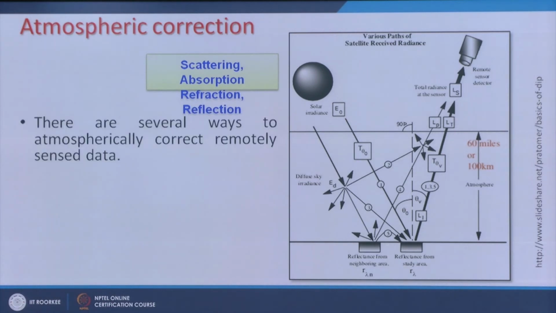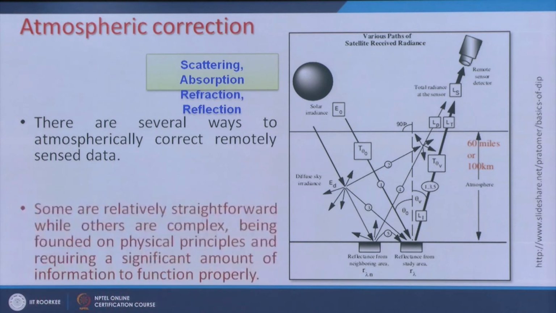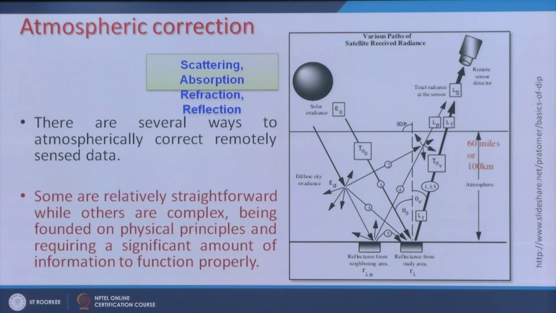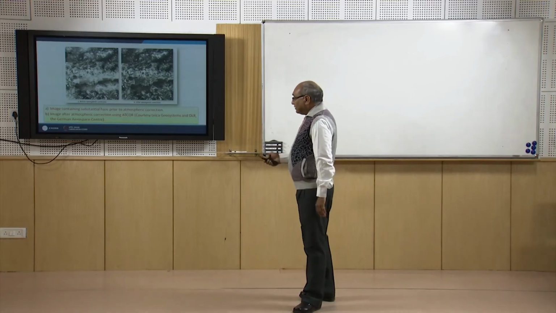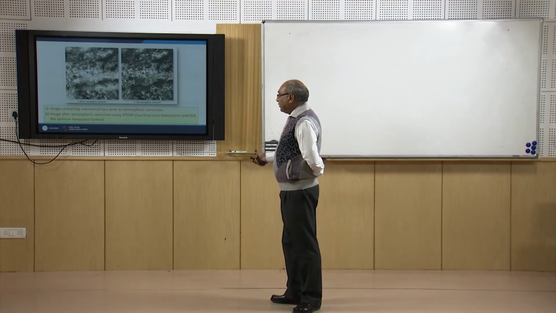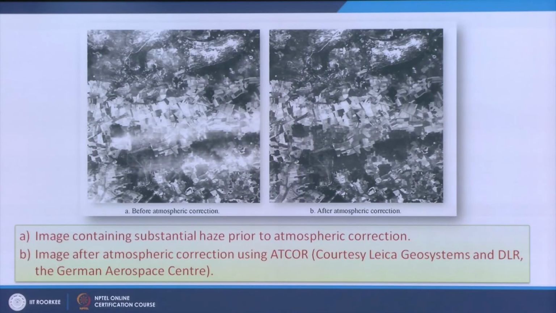So, there are several ways to atmospherically correct remote sensing data. Some are relatively straightforward, while others are complex, being founded on physical principles and requiring a significant amount of ground data to function properly. This example shows an image which was suffering from some atmospheric distortions like haze and other things; once those things have been removed, the image quality has definitely improved. So, after image correction using this model, one can sometimes really improve the image quality.